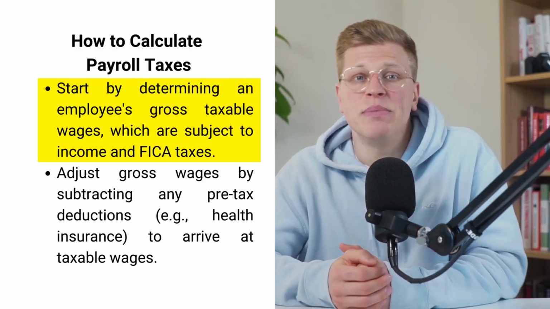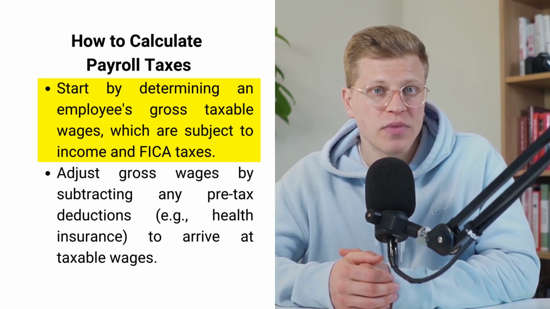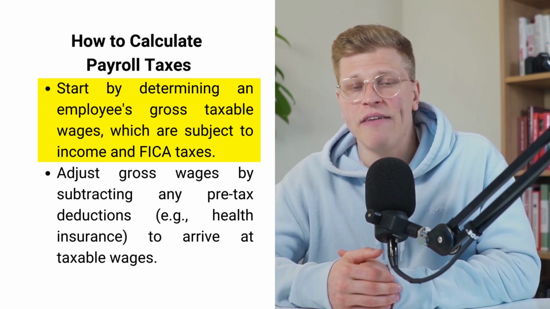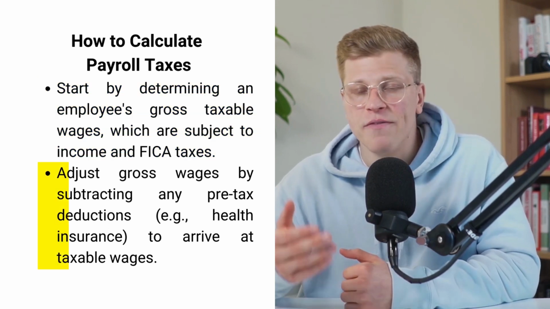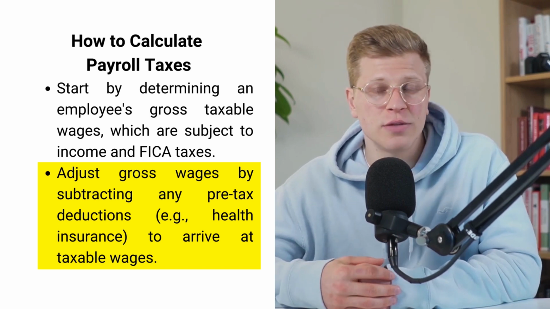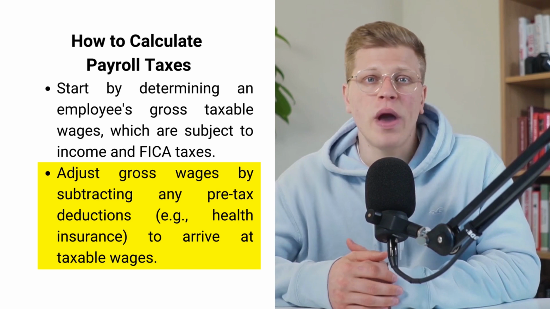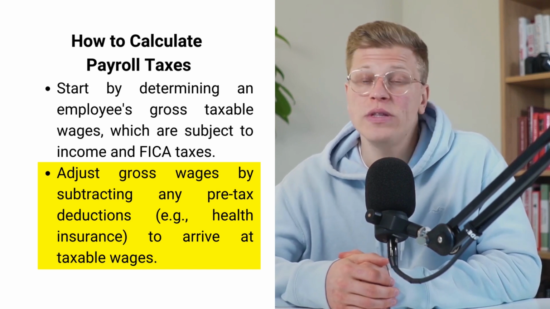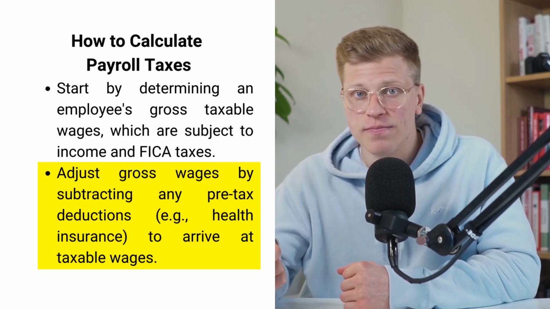How to calculate payroll taxes. Calculating payroll taxes begins by figuring out the gross taxable wages of an employee. This is the amount they earn that will have income taxes and FICA taxes taken out of it. For example, if an employee earns $1,000 but has $100 taken out for health insurance, their taxable wages drop to $900. You then use this $900 to work out how much tax should be withheld.